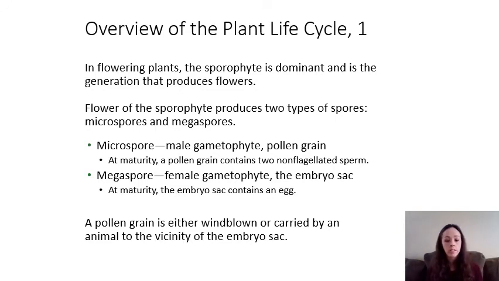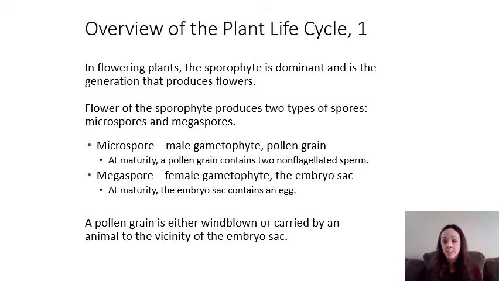The flower of the adult plant, or the sporophyte, produces two types of spores, microspores and megaspores. These are just fancy scientific terms to describe the male gamete, which is going to be the pollen grain, and the megaspore, which is going to be the female gamete, the embryo sac. At maturity, a pollen grain contains two non-flagellated sperm, and the embryo sac contains an egg. The embryo sac is stationary and located at the base of the flower, so the pollen grain is going to have to find some way to get there.